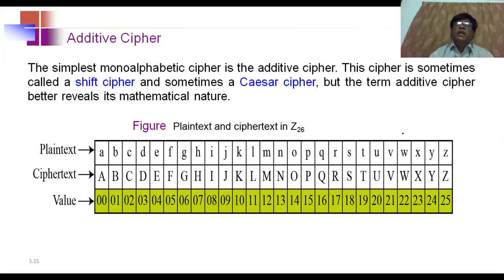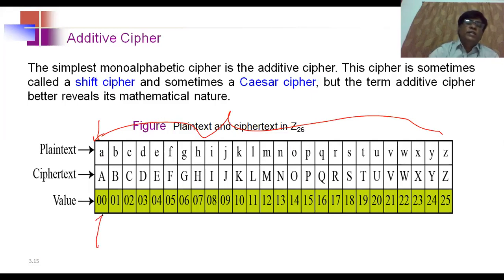Why is it called additive cipher? Because for replacing the characters, first of all we assign numeric integer values to each and every alphabetic character. Assume the alphabets are from A to Z. This is the alphabetic set.